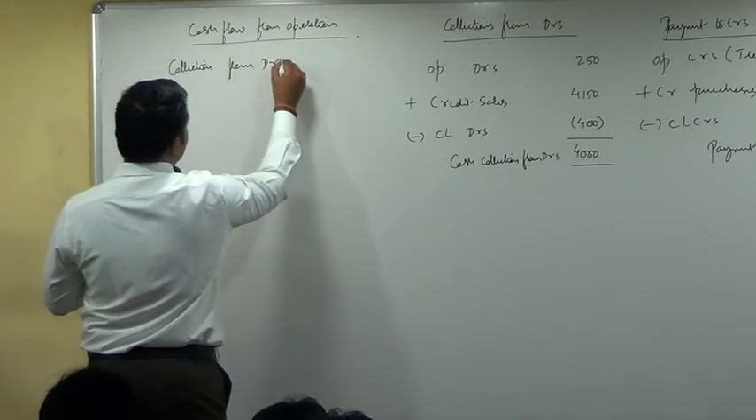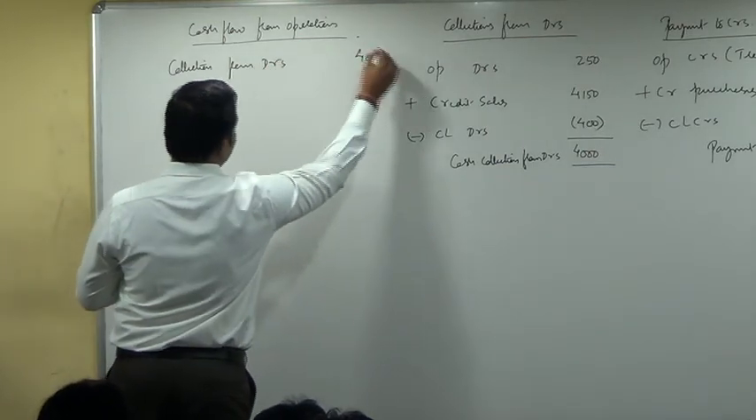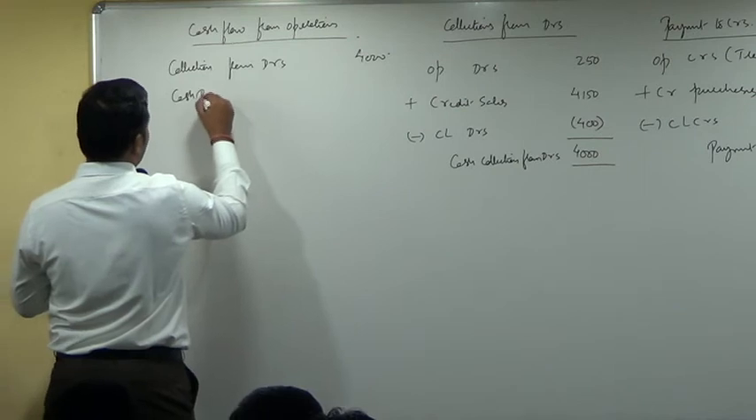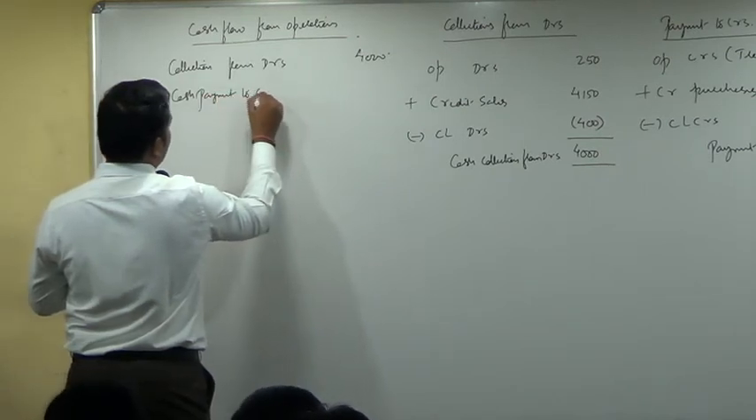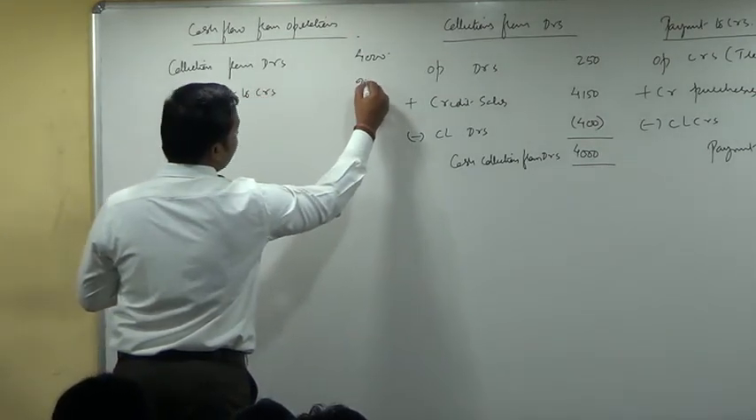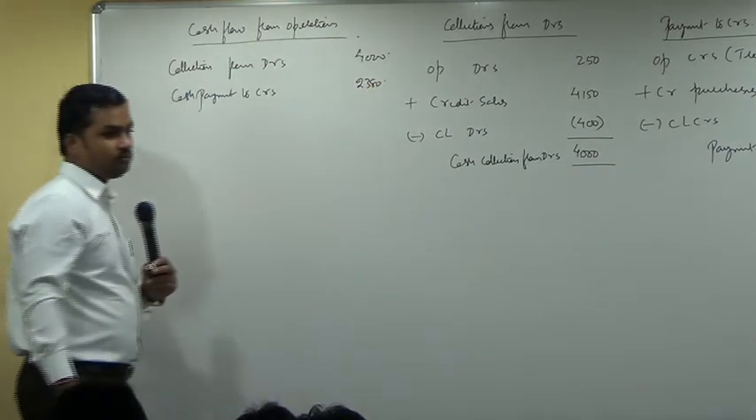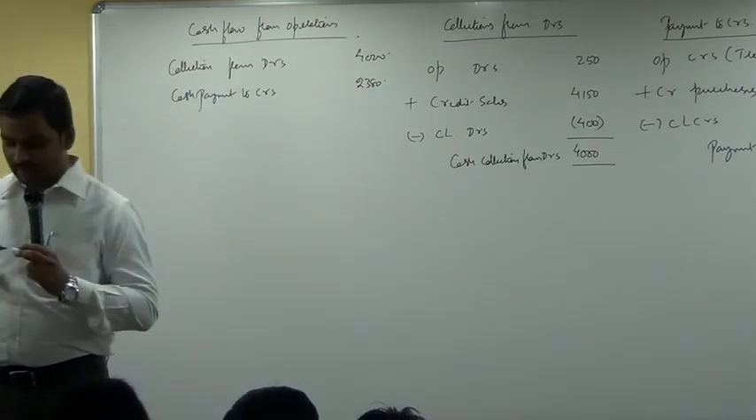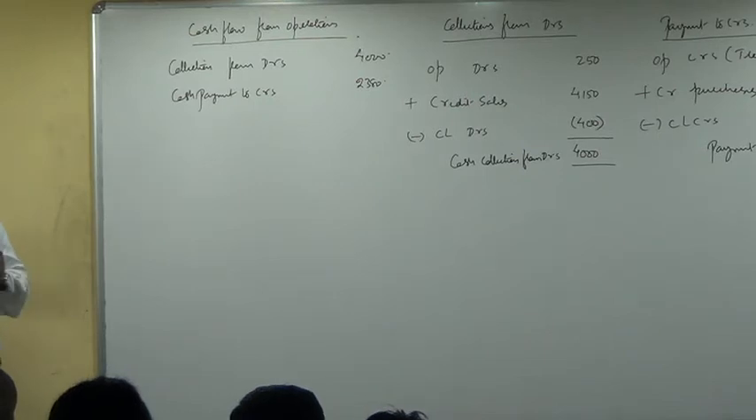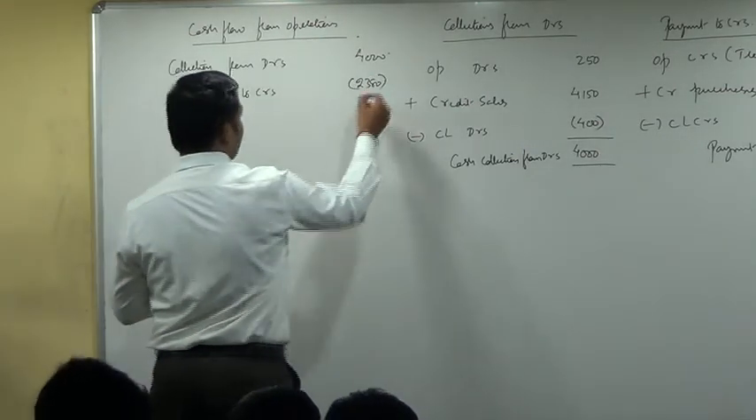Collection from debtors 4,000. Cash payment to creditors 2380. Outflow.